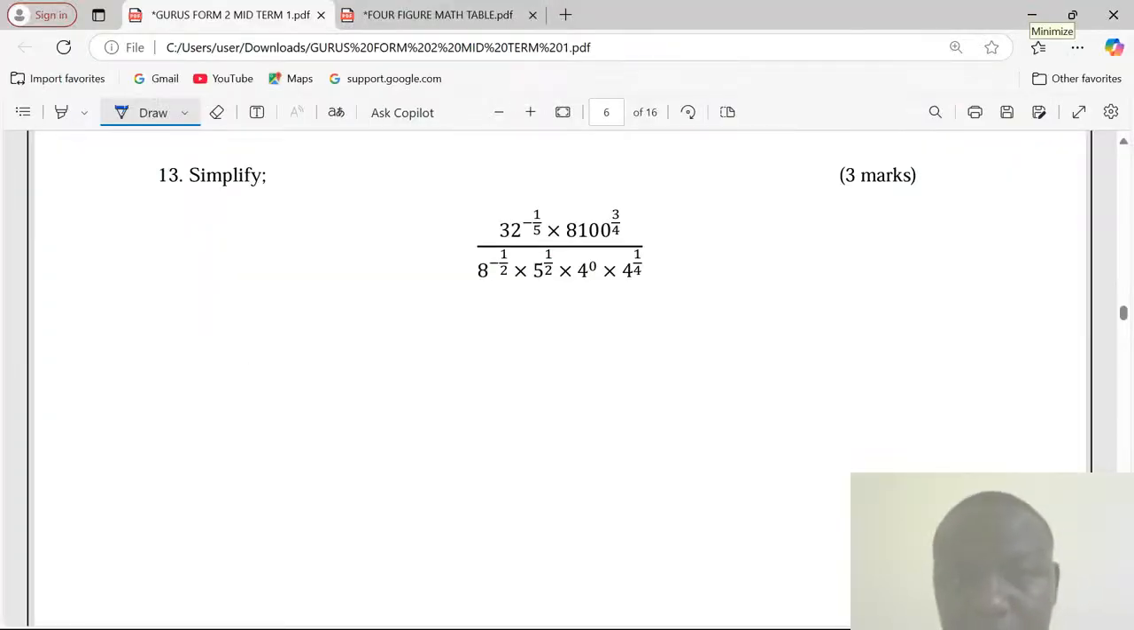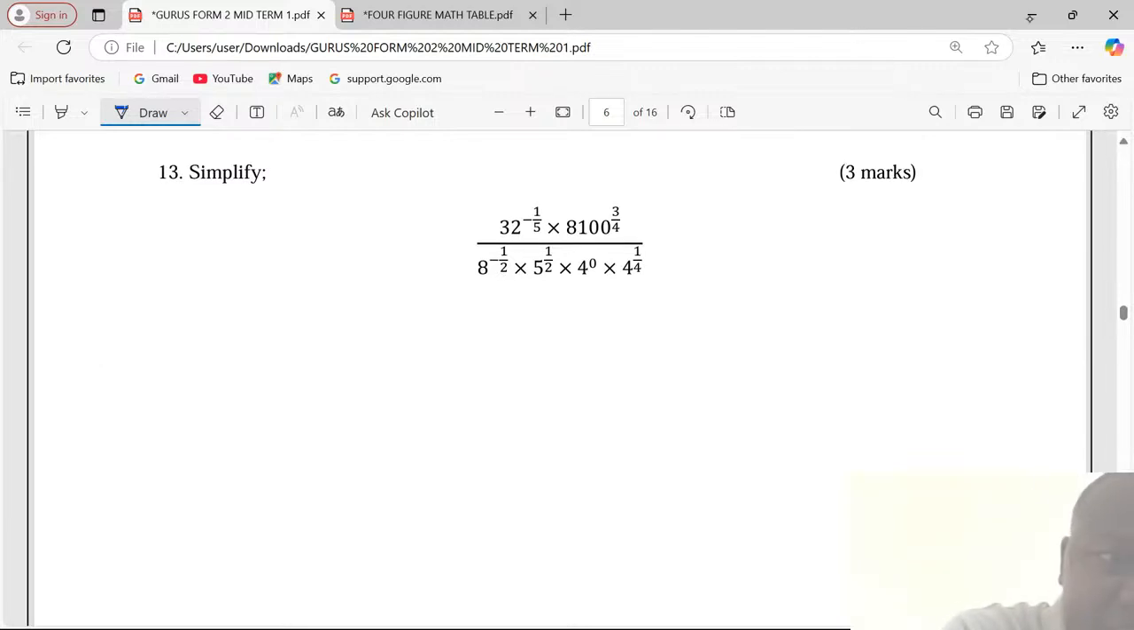Talking about this question, 32 raised to the power of negative a fifth. You must master that, negative a fifth. Then multiplied by 8100, which is being multiplied by 3 out of 4, raised to power 3 out of 4, not multiplied, raised to power 3 out of 4, then divided everything by 8 power negative half, multiplied by 5 power half, multiplied by 4 power 0, multiplied by 4 power a quarter, multiplied by 4 power a quarter. Let's see how to maneuver through this question.